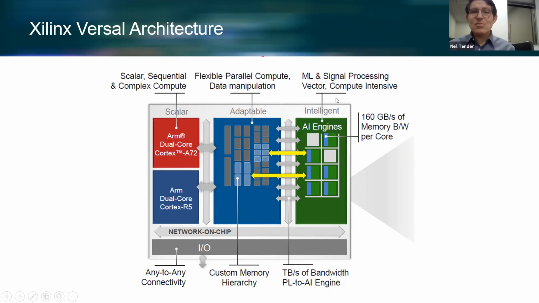vectorized processor, a big array of them that are organized in such a way to accelerate things like neural network inference and also signal processing. And then there's all these links between them, and there's this big network on the chip that connects everything together. So I think Xilinx's idea of the future is that you can take your application and your algorithms and you can split them up appropriately between these scalar, adaptable, and intelligent engines.